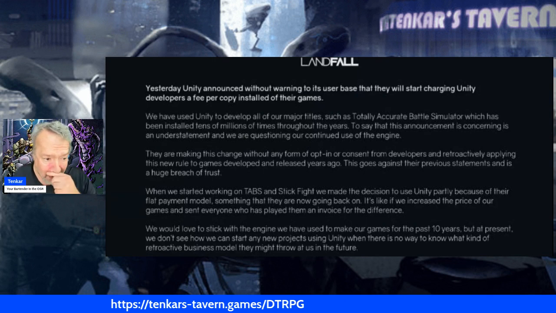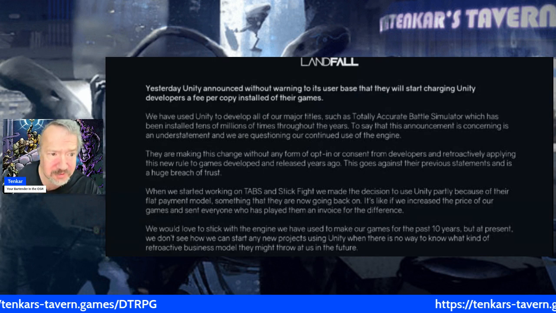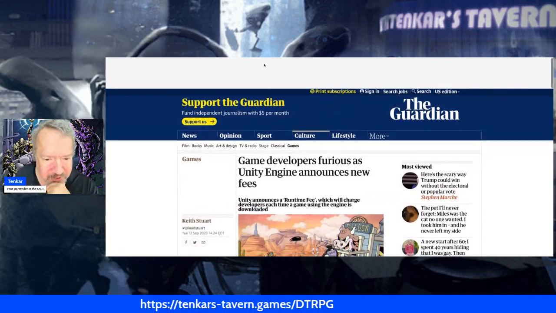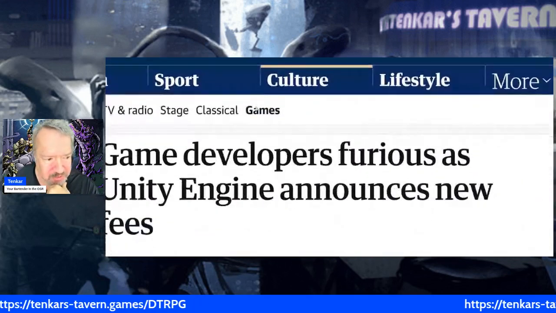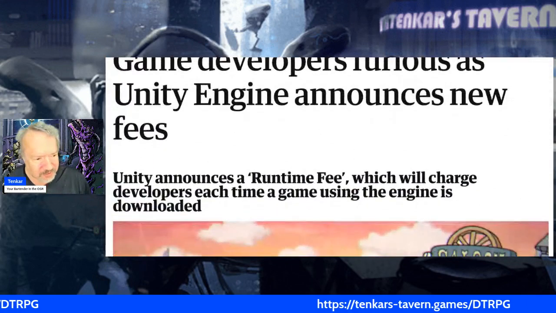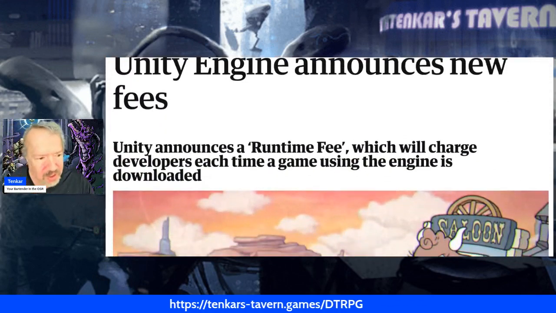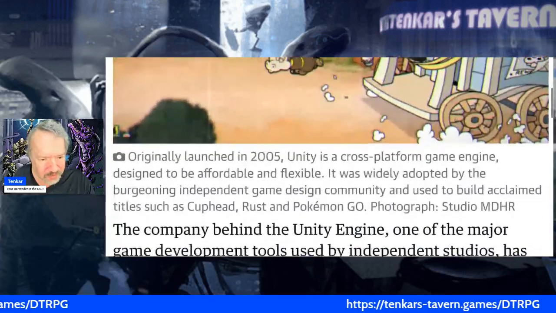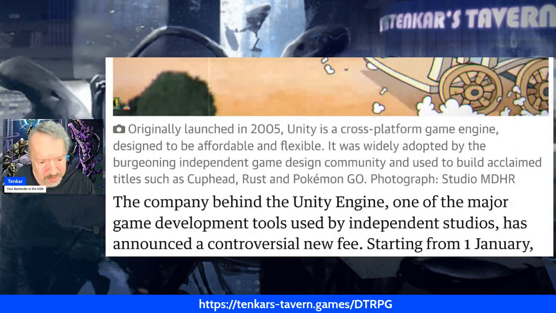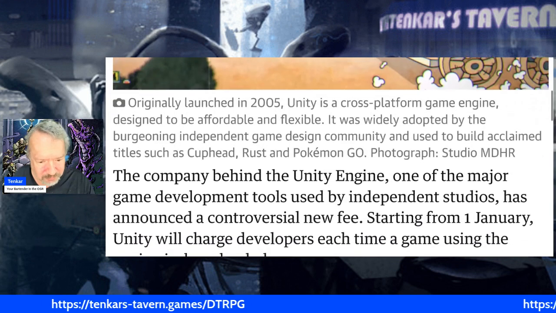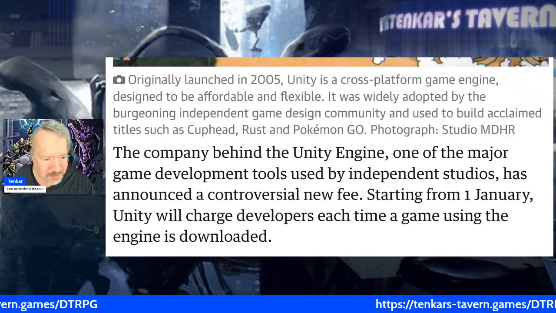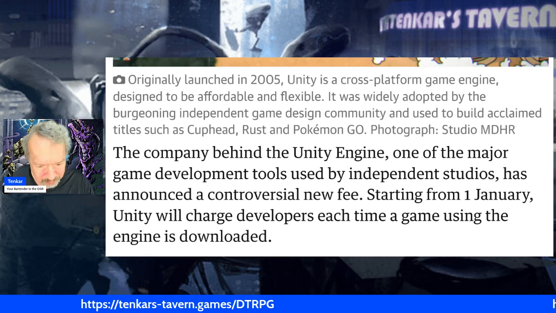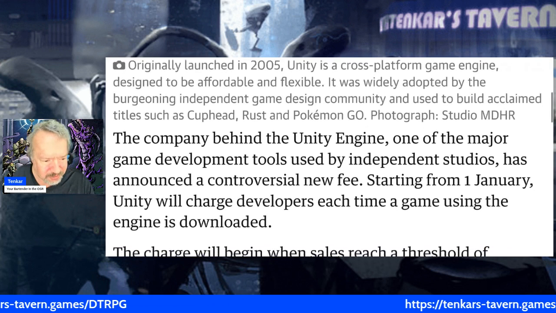So, I got a source for this, and it isn't even a gaming source. It is fairly mainstream. The Guardian. Game developers furious as Unity Engine announces new fees. Unity announces a runtime fee, which will charge developers each time a game using the engine is downloaded. Originally launched in 2005. Okay. The company behind the Unity Engine, one of the major game development tools used by independent studios, has announced a controversial new fee. Starting from 1 January, Unity will charge developers each time a game using the engine is downloaded.